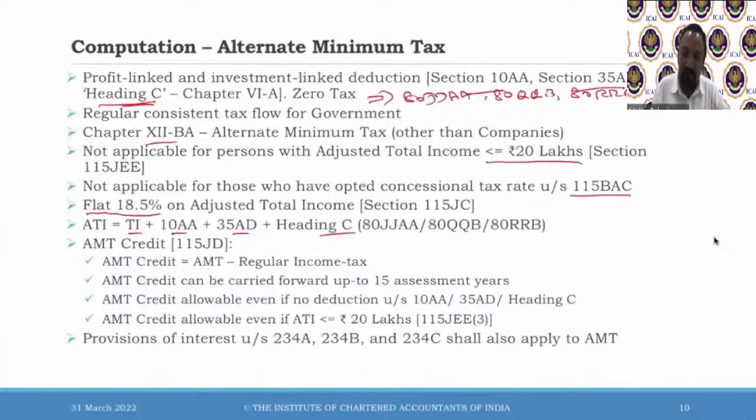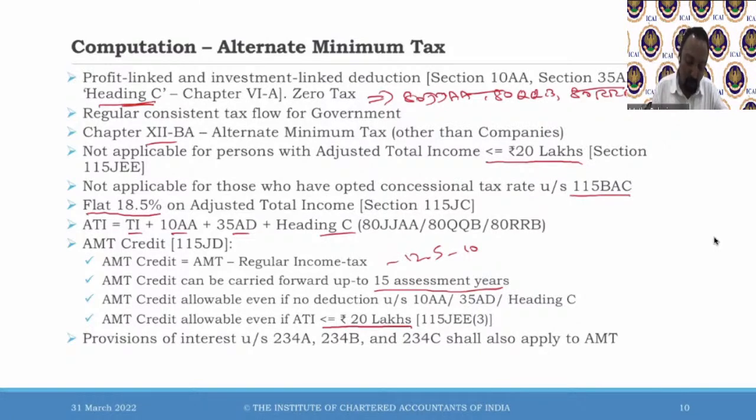AMT minus regular income tax. In our case, it was 12,50,000 minus 10 lakhs, right? In our case, it was 12.5 minus 10 that was the credit. Now it can be carried forward to 15 assessment years. It is allowed even if you have no income under this section, even if your adjusted gross total is less than or equal to 20 lakhs. Whatever it is, you can carry forward.